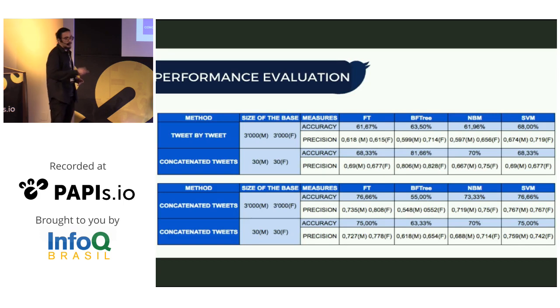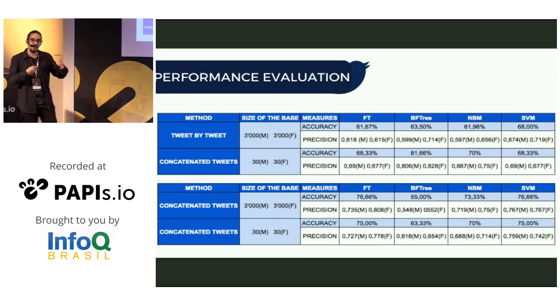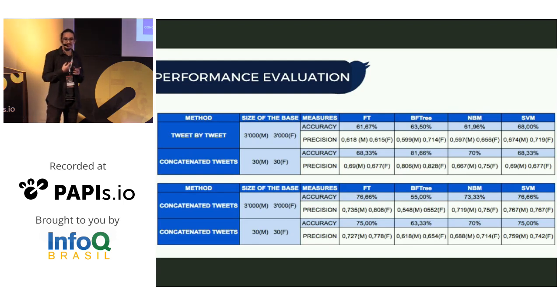And then you see that when we take every tweet from this person and concatenate them into only one text, so we have one text for each person, our accuracy grows a lot with this kind of information. Because of course, if you have one big text from someone, you have more context about it. The algorithms can learn more about it. And then we had 80% accuracy, of course using K-fold, tenfold validation. So it's pretty gnarly, this kind of result.